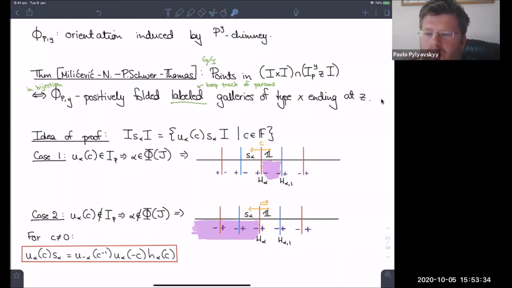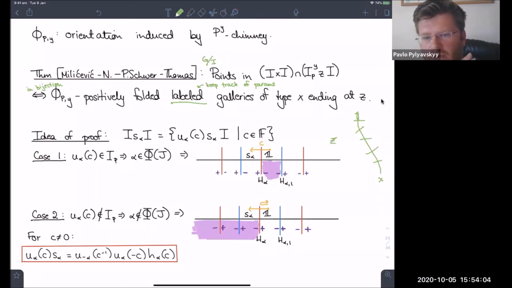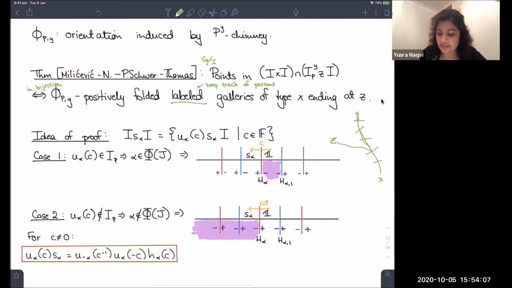No, I don't understand. You have a beginning point X and an ending point Z, and you're considering positively folded galleries which go from X to Z. Isn't that right? I'm going from 1 to X, and that fixes a type based on the kinds of panels that I cross. Okay. And then I want other galleries that have the same type, so cross the same sort of panel, but end up at Z. So Z is going to be typically a shorter word than X. I see, I understand. Yeah. So now I'm going from 1 to Z over here, but I'm crossing the same types of panels.